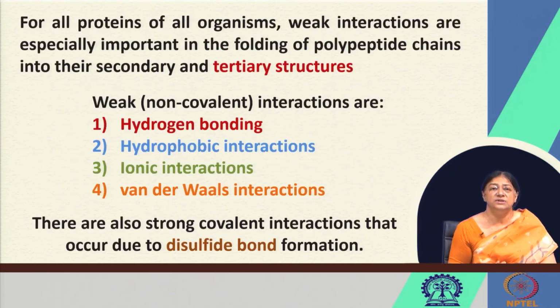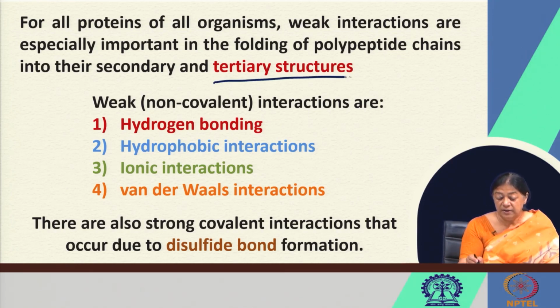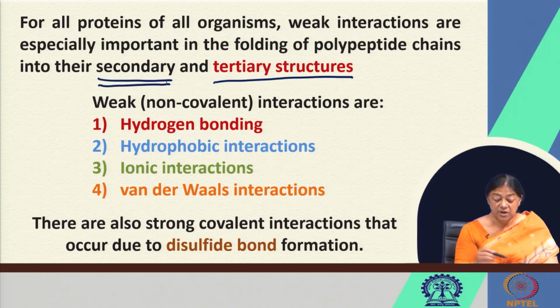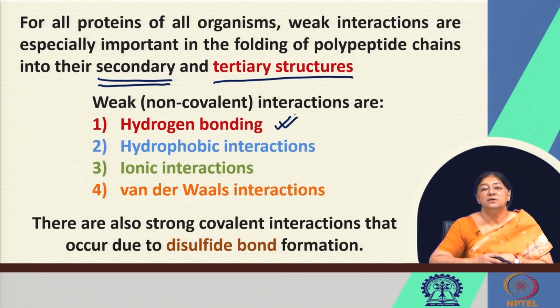So, for all proteins of all organisms, we have weak interactions that are especially important in the folding of the polypeptide chains into their secondary and tertiary structures. Now, what we learned is that when we are looking at the secondary structure of proteins, hydrogen bonding is the important interaction that holds the helix together and holds the strands of the beta sheet together.